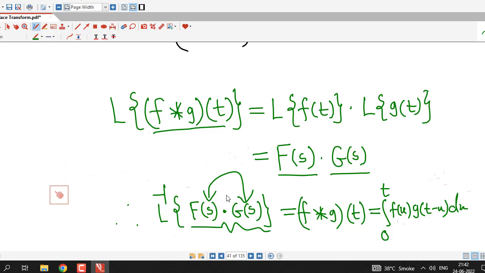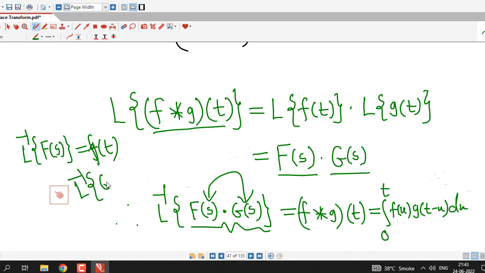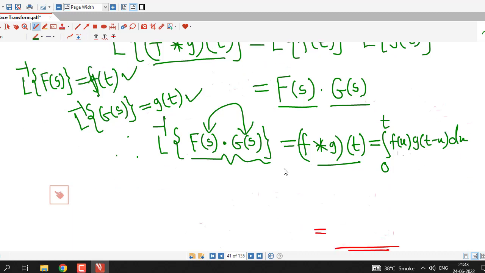We can use this convolution theorem for inverse Laplace transform to obtain the inverse Laplace transform for product of two functions of s, and for that we must be able to decide inverse Laplace transform of capital F and inverse Laplace transform of capital G. Suppose inverse Laplace transform of capital F is small f, inverse Laplace transform of capital G is small g, then we can obtain convolution of these two, f of t and g of t, using the definition of convolution.